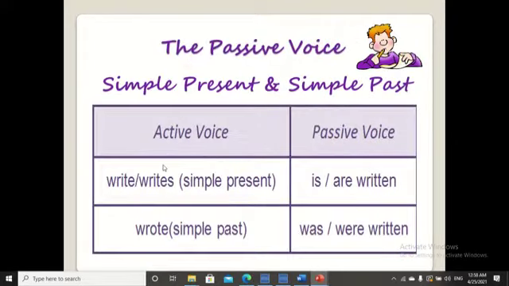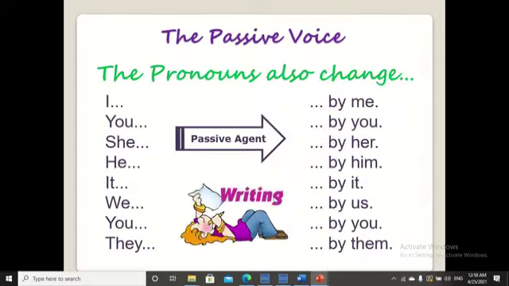So let's jump to the passive voice. Here is the present simple. Write or writes becomes is or are written. Verb 3. In the past, wrote, was, were written. I, the subject, you, she, he, it, we, you, they, by me, by you, by her, by him, by it, by us, by you, by them.